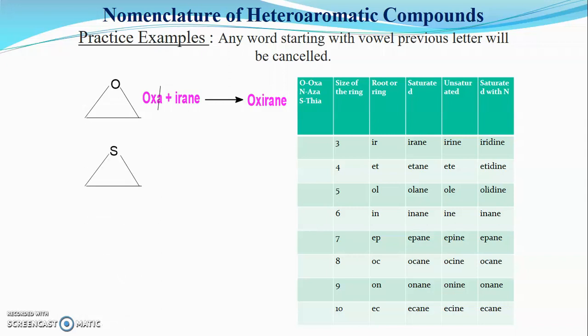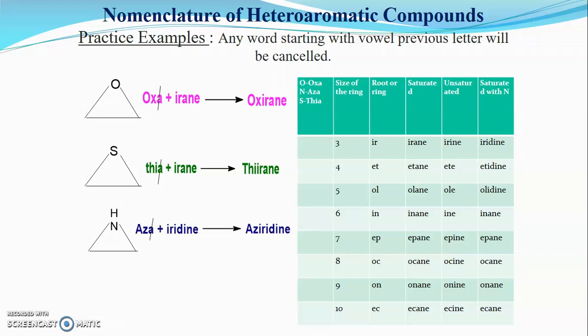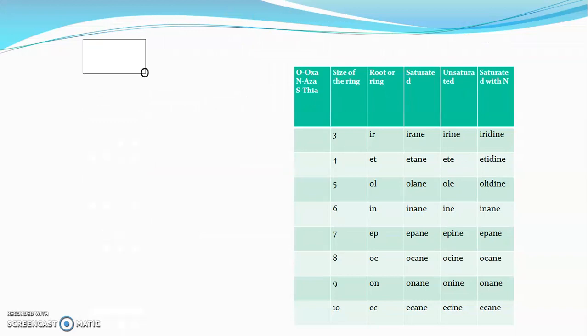Now this one is a 3-membered saturated ring having sulfur, so it's thia. Thia plus irene, so it is thiirane. Now this one is a 3-membered saturated ring with nitrogen. Obviously when it is saturated with nitrogen, you have to use the name iridine. So it is aza plus iridine, so it is aziridine. Next problem is a 4-membered saturated ring with oxygen. So obviously it is oxa and etane, because it is a 4-membered saturated ring, so it's oxetane.